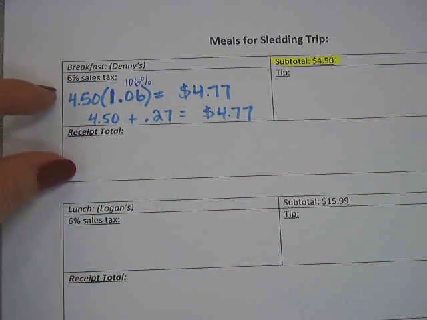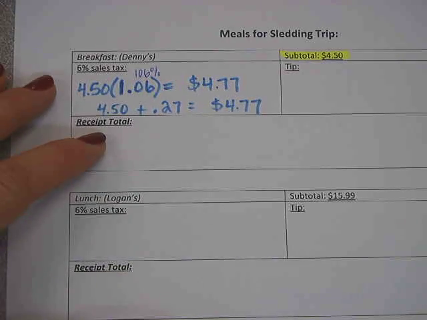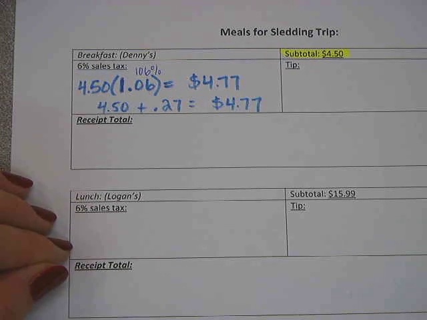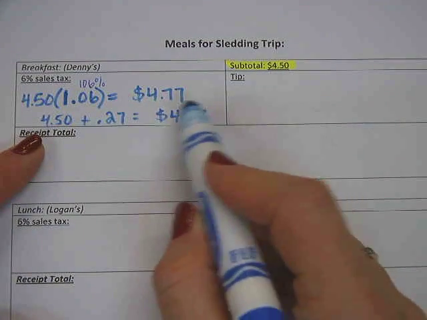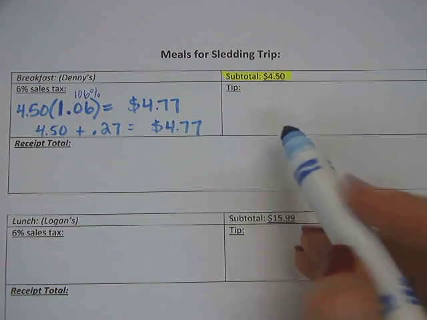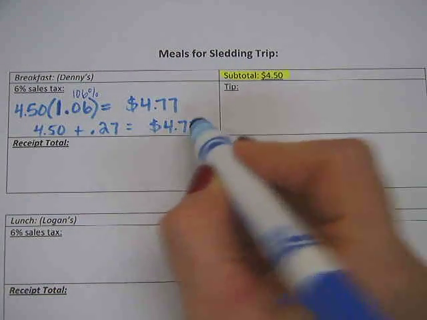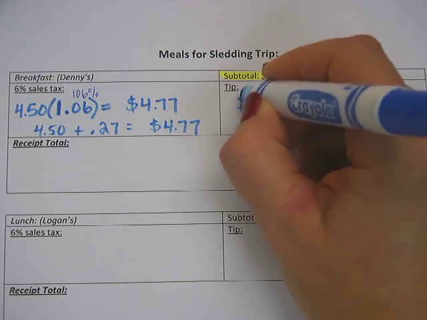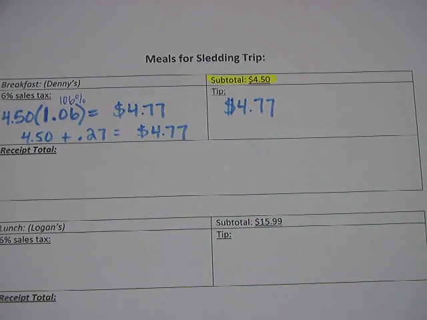Okay, so for all the rest of these, I would expect to see work that's similar to this. I want to see what you're multiplying to get your sales tax. Okay, then most people, when the bill comes to your table, it will show you the subtotal, but then it shows you the tax. And most people just take their total amount with tax, and they calculate how much tip they want to add.